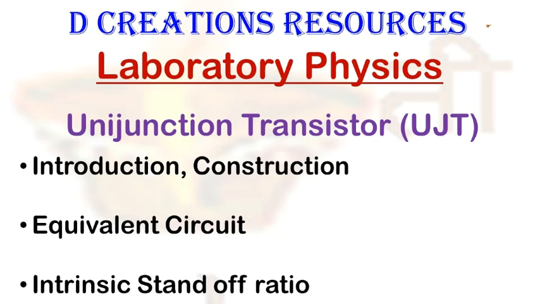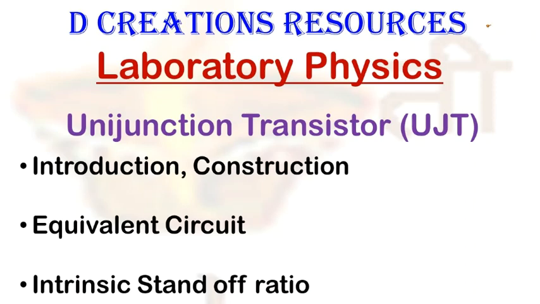You can also write it as the sum of 2 separate resistances, namely RB1 and RB2. Resistance RB1 represents the bulk resistance between the emitter and base 1, while resistance RB2 represents the bulk resistance between the emitter and base 2. Of course, the total resistance RBB is the sum of these two. So RBB equals RB1 plus RB2.